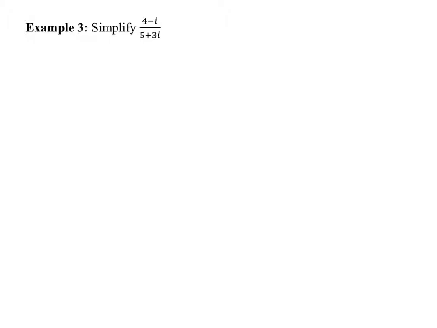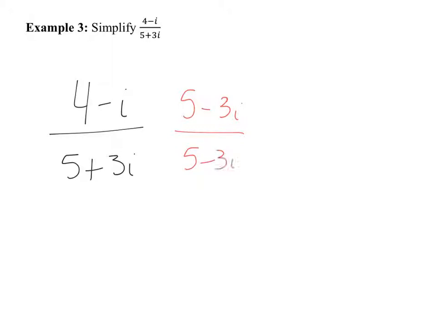And make sure you understand which complex conjugate you're multiplying by. Because I've got a numerator and a denominator. I have a question for you. What if I multiplied by 4 plus i by accident instead? What if I multiplied by the complex conjugate of the numerator instead of the denominator? Because I've seen that happen before. Because it's like, oh, there's two of them. Which one should I use?